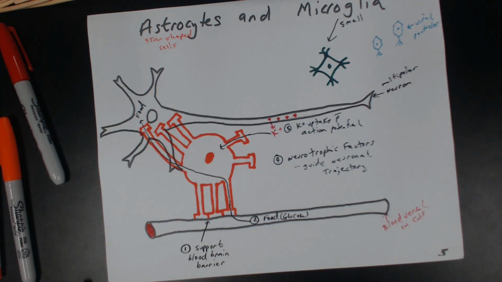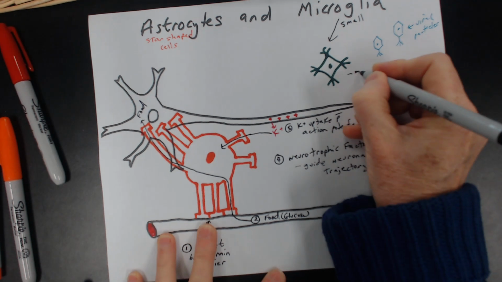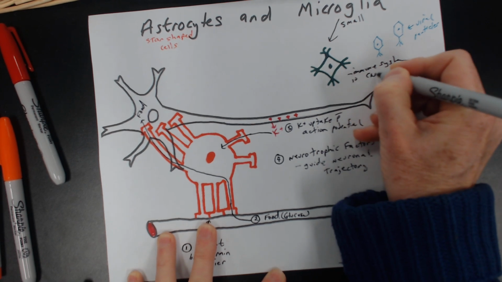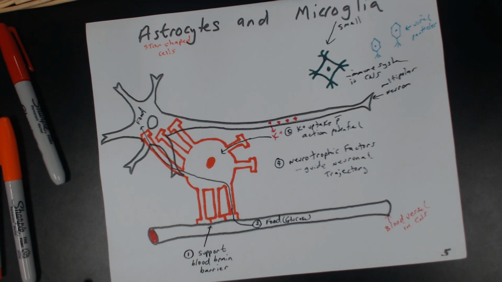Okay. So your microglia are going to act as the immune system of the central nervous system, the CNS. So your microglia, these little guys, are the immune system in the CNS. Their job is to seek out and destroy unwanted visitors, like viral particles, bacterial particles, anything that your immune system would want gone. That's what that does.